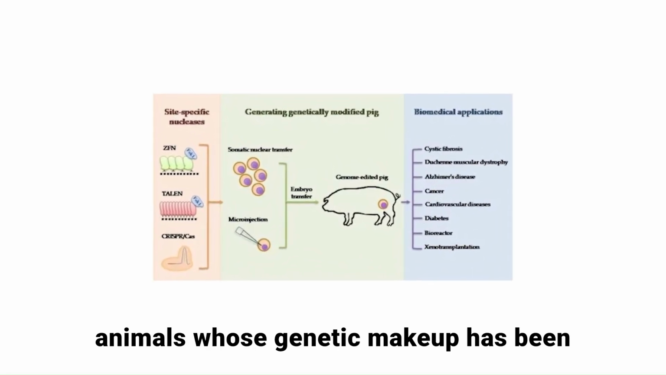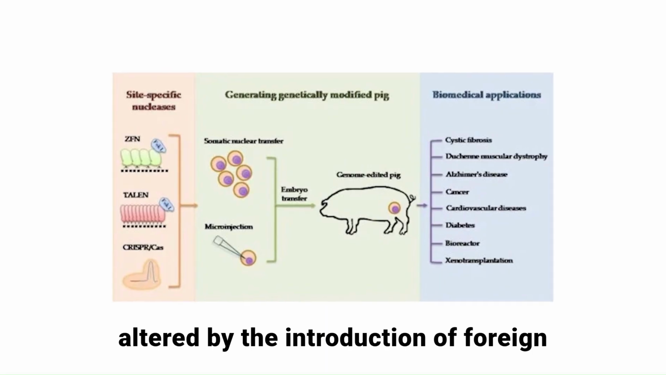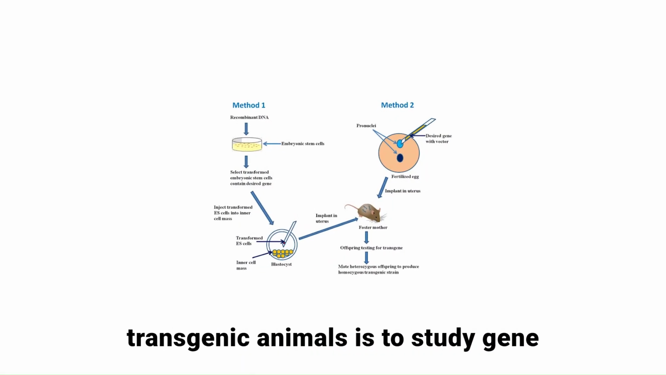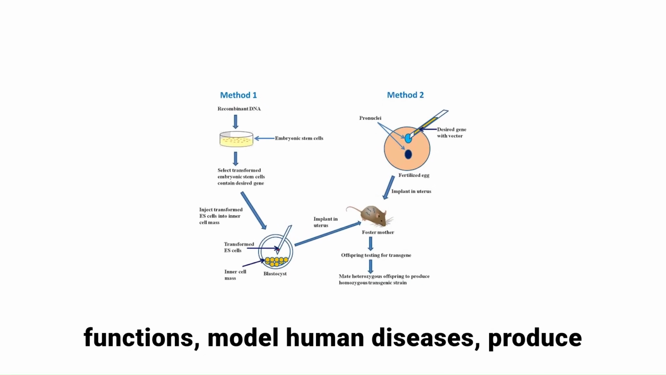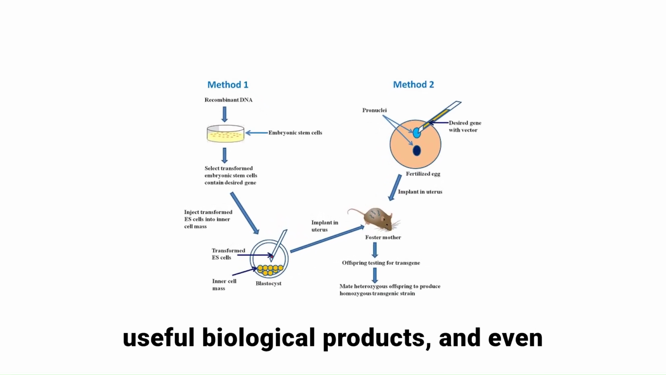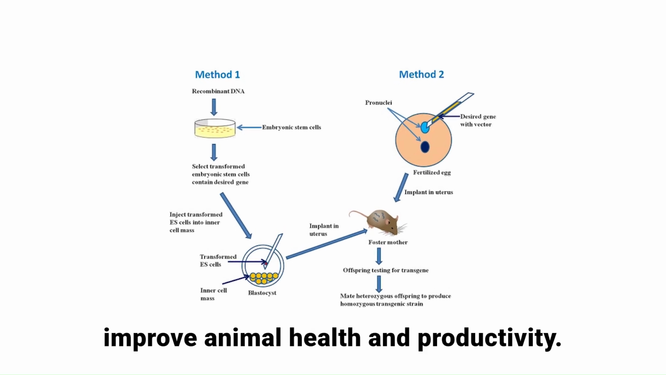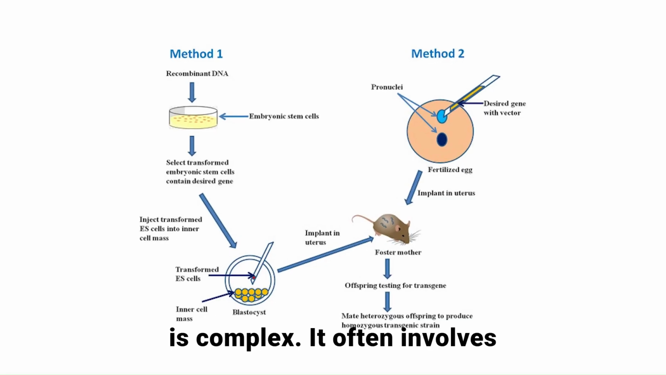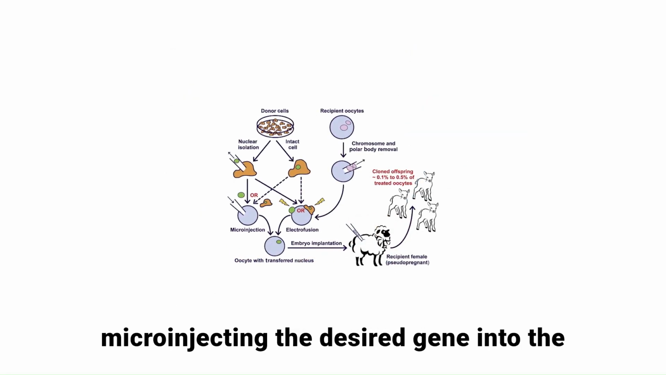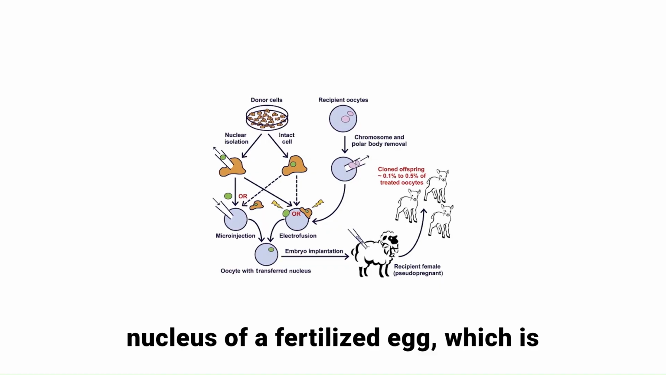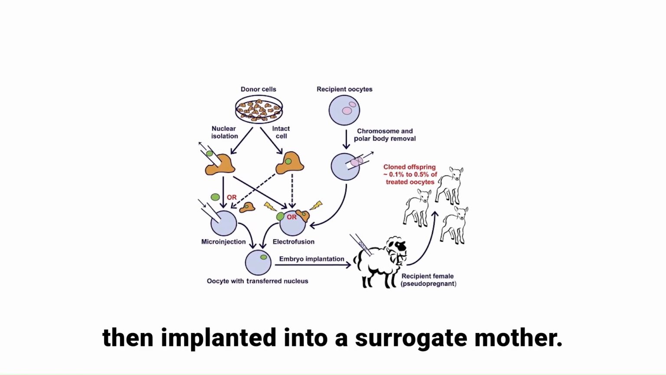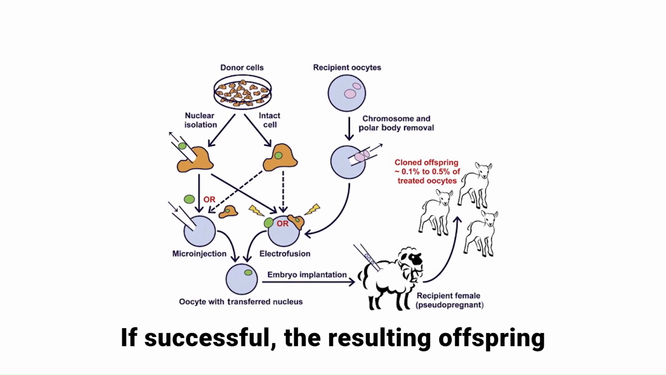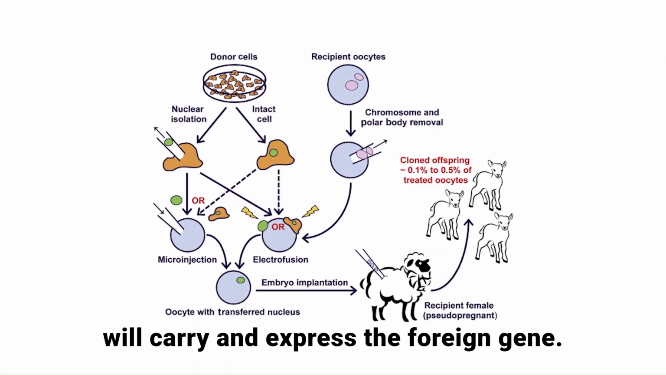These are animals whose genetic makeup has been altered by the introduction of foreign DNA. The purpose of creating transgenic animals is to study gene functions, model human diseases, produce useful biological products, and even improve animal health and productivity. The process of making a transgenic animal is complex. It often involves microinjecting the desired gene into the nucleus of a fertilized egg, which is then implanted into a surrogate mother. If successful, the resulting offspring will carry and express the foreign gene.